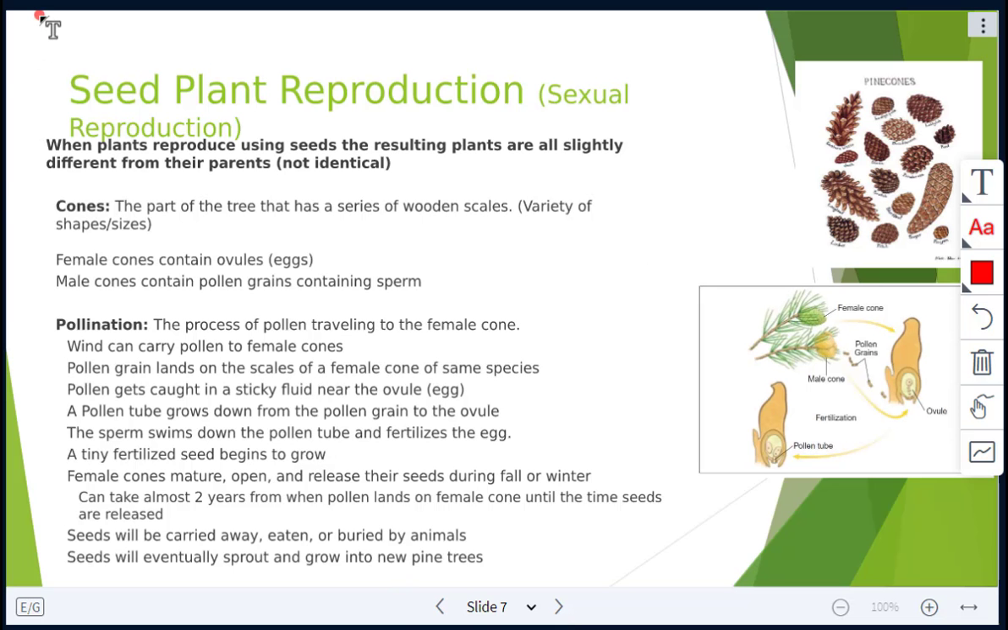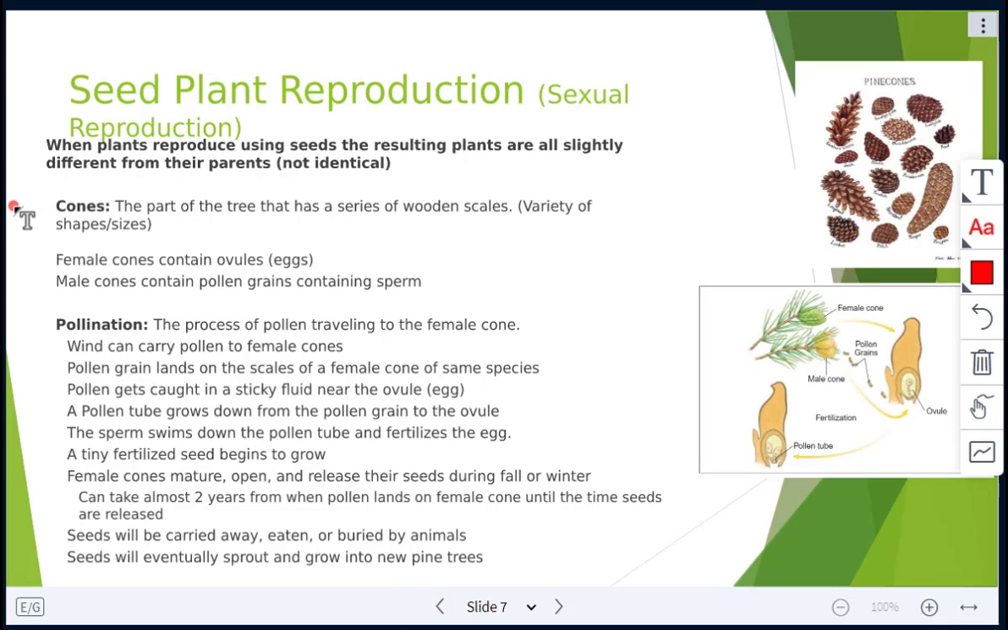So when we talk about sexual reproduction and seed plant reproduction, the first type we're going to talk about is cones. And so when plants reproduce using seeds, the resulting plants will all be different from their parents, okay, not identical. And we talk about more of this as we get more into science, like in grade 8 and 9. But for now, you just need to know that whenever we talk about sexual reproduction or seed plant reproduction, the new plant will not be identical to the parent plant.